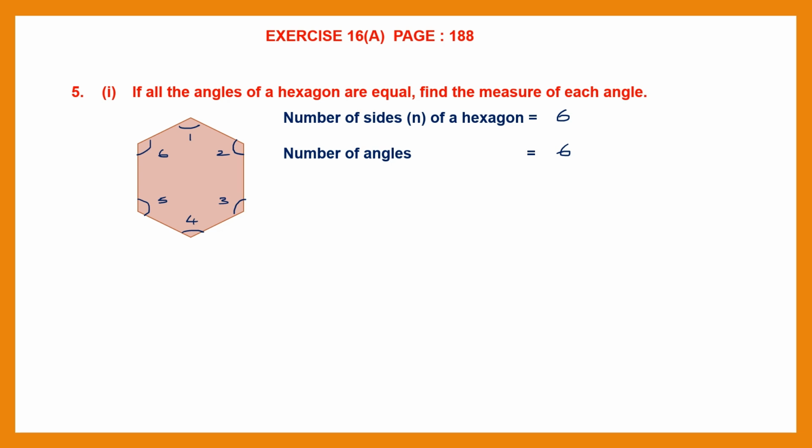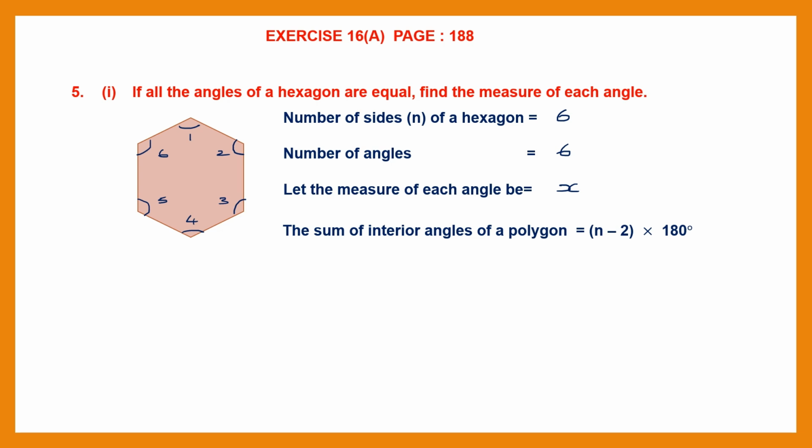Now we are asked to find the measure of each angle, and all angles are supposed to be equal. So let the measure of each angle be x. We don't know, we're going to find out. So let the measure be x. Now let's use the formula. The sum of interior angles of a polygon is equal to (n minus 2) into 180. Now sum of interior angles means you add up all the interior angles.